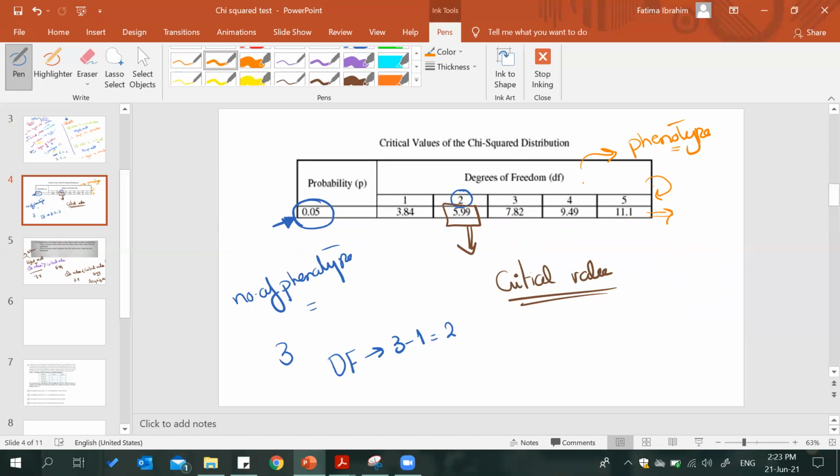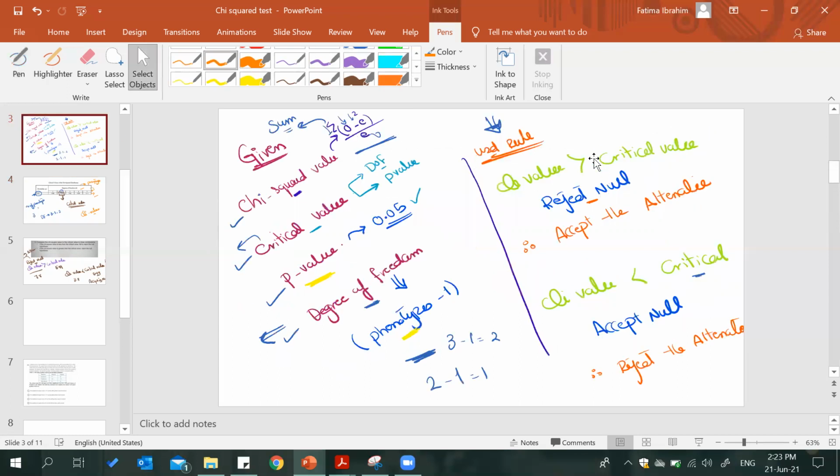If you get the phenotypes, you get the degree of freedom. If you get the degree of freedom, you get the critical value. If you get the critical value, you can easily compare it to the chi value. They are all built on each other. The only thing that you have to memorize is this. If the chi value is bigger than the critical value, reject the null. If the chi value is less than the critical value, accept the null.